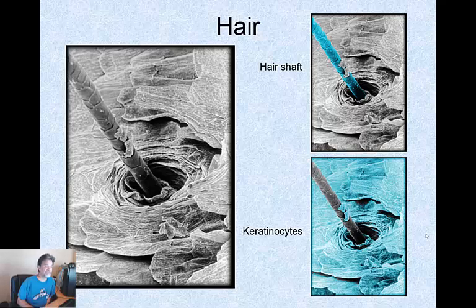So here we see some neat pictures of hair as it emerges, and once your hair emerges above the skin level, above your scalp, or skin on the rest of your body, of course we have hair all over the body, it is dead. All those cells you see are dead.